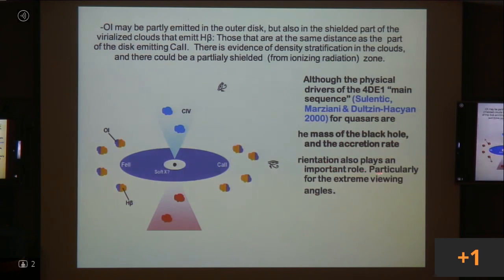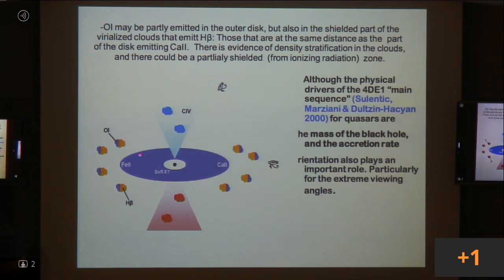Orientation, of course, plays an important role, particularly for the extreme viewing angles. So this is not a puffed accretion disk, it is very cartoon. Everything that comes out from the disk is enhanced. The inner part is the soft X-rays, probably iron, calcium is enhanced from this point of view. And of course, the full width at half maximum of H beta is smaller.